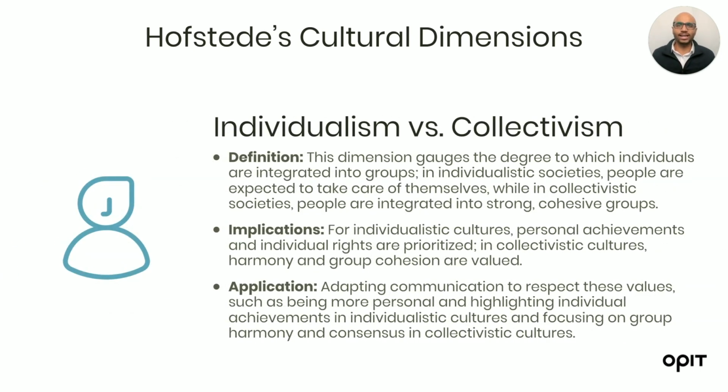Let's have a look now at individualism versus collectivism. This dimension is the degree to which individuals are integrated into groups. In individualistic societies, people are expected to take care of themselves, while in collectivistic societies, people are integrated into stronger, cohesive groups. For individualistic cultures, personal achievements and individual rights are prioritized. In collectivistic cultures, harmony and group cohesion are valued.